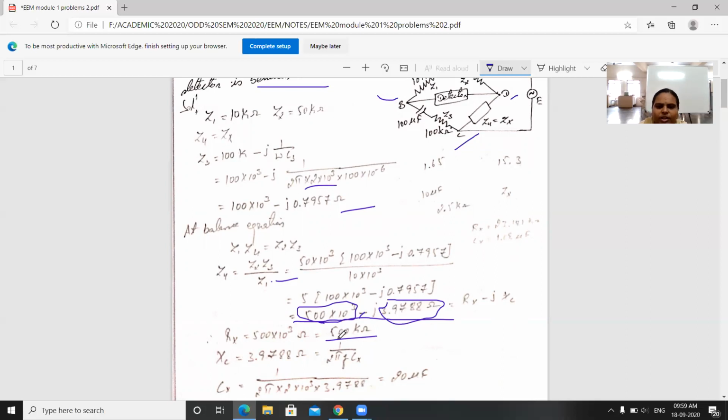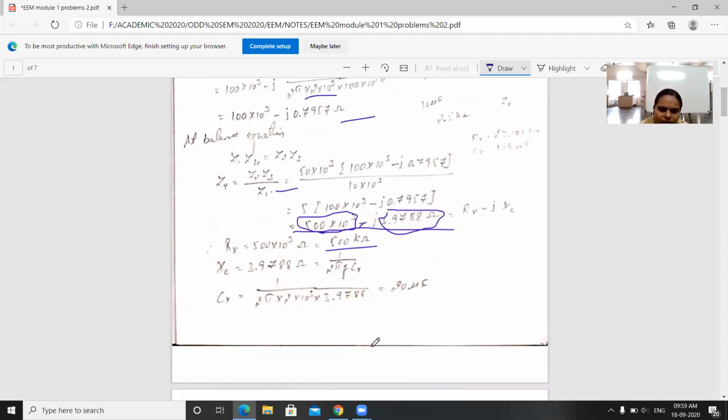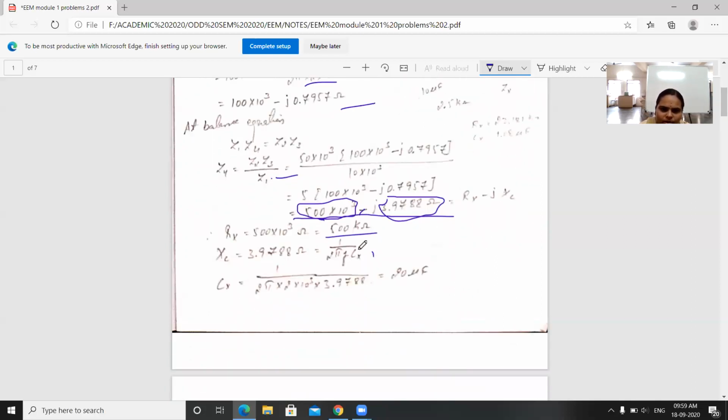That is nothing but our XC, I can write as 1 divided by 2 pi F into Cx. If I equate here, I want the value for Cx, capacitance, right? For that reason, take Cx this side. You'll be getting 1 divided by 2 pi into F, which is 2 kilohertz, then into 3.9788. If you calculate here, you will be getting 20 microfarad.